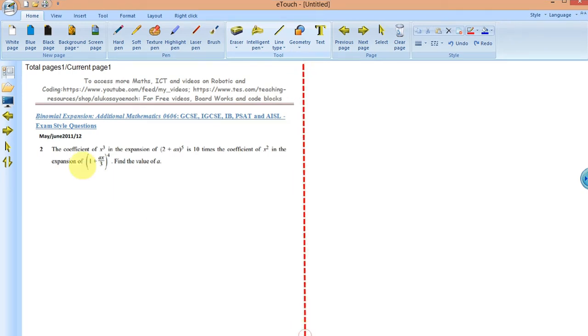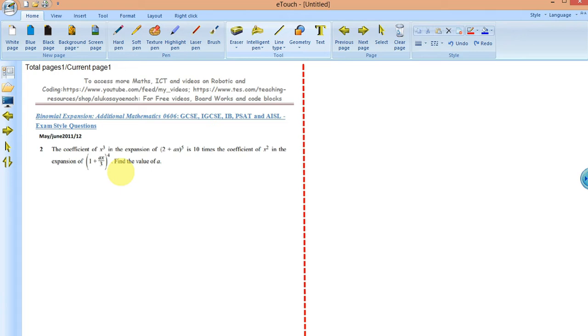So now the first question: the coefficient of x^3 in the expansion of (2 + ax)^5 is 10 times the coefficient of x^2 in the expansion of (1 + ax/3)^4. Find the value of a. So we have to find the constant value of a in this question. So how do we get started?